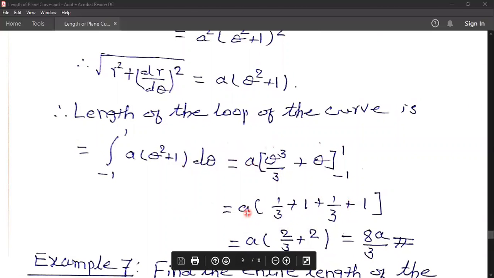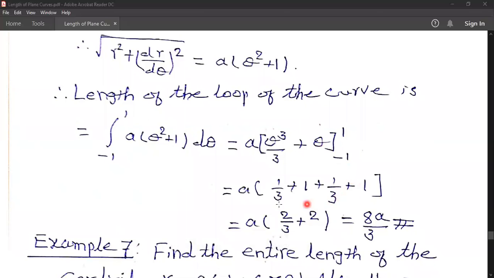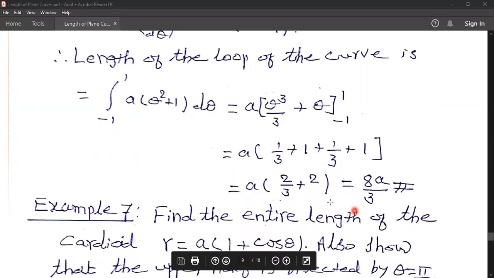Then put in this limit. This is a. This is equal to 1, which becomes 1 by 3 plus 1. Then this is minus of minus, that is, when theta is minus 1, this becomes a minus. Then minus because of the rule becomes plus 1 by 3. Then this is minus theta, minus of minus becomes plus 1. Therefore, combining these two values becomes 2 by 3 plus 2, and when you go on simplifying, 3 into 2 is 6, 6 plus 2 is 8, 8a upon 3.